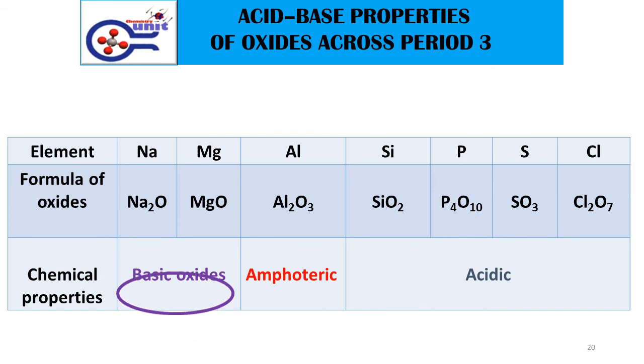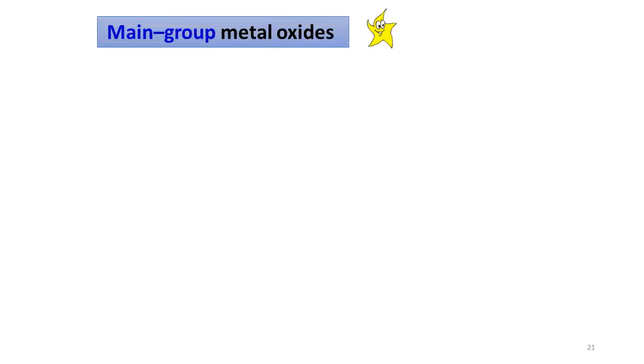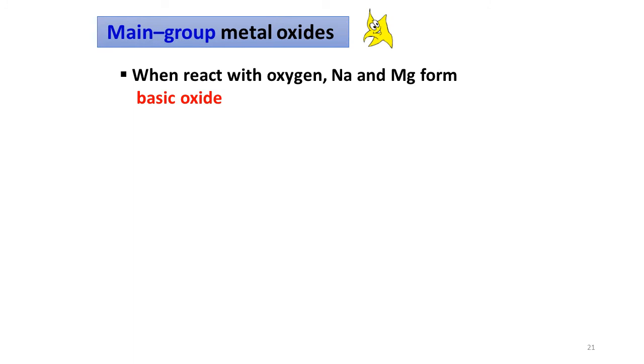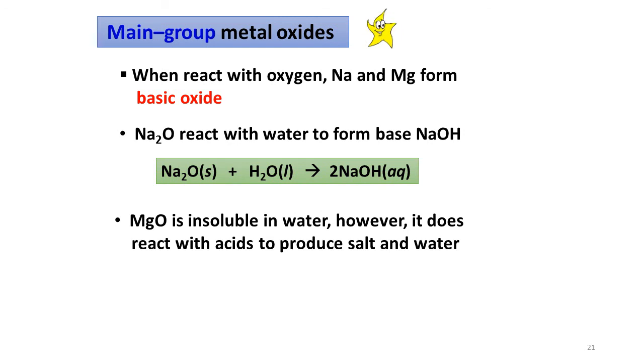Acid-base properties across period 3. Refer to the table given. Acid-base character of oxides of elements in period 3 changes from basic oxides to amphoteric and to acidic oxides. Main group metals: when reacted with oxygen, sodium and magnesium form basic oxides. Sodium oxide reacts with water to form the base sodium hydroxide. Magnesium oxide is insoluble in water, however, it does react with acids to produce salt and water.